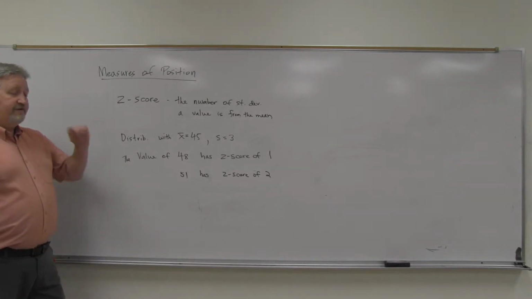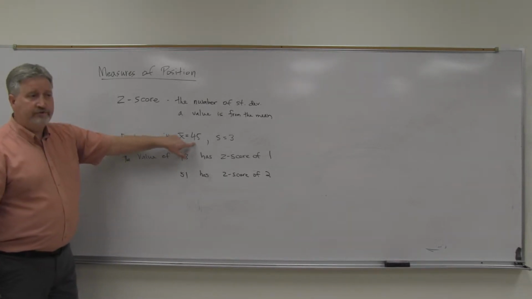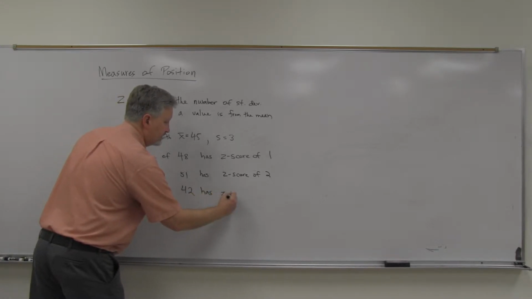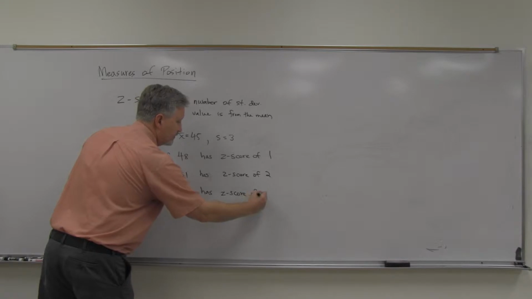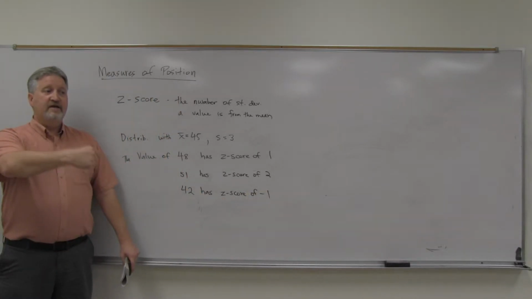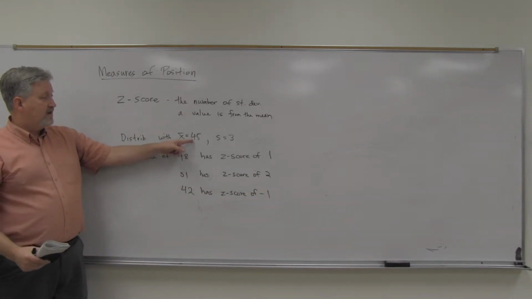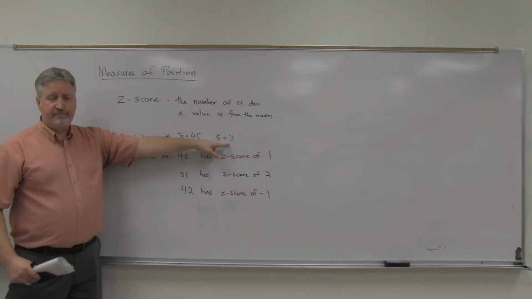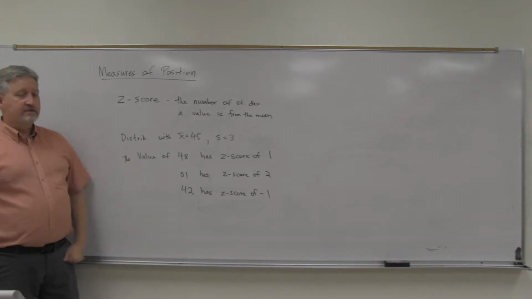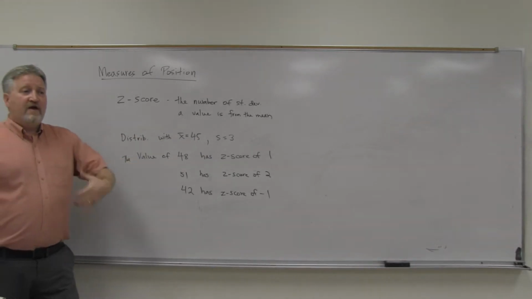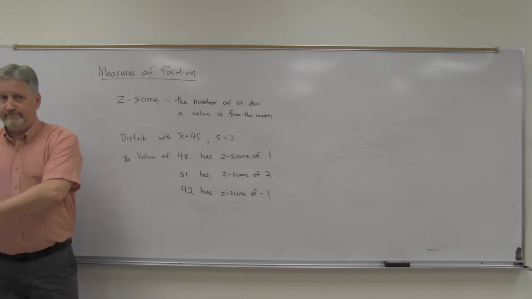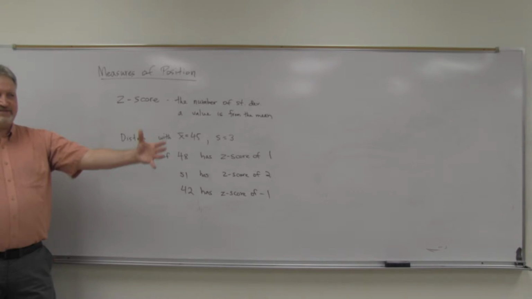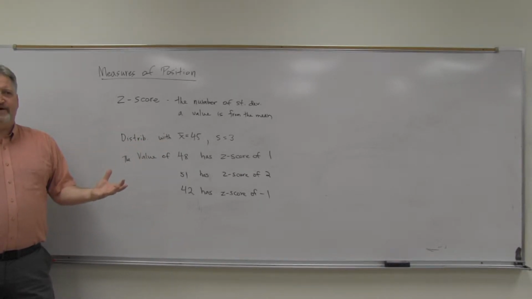Okay. Now, if you go below the mean, like if I went to 42, 42 would have a z-score of -1. Right? Because it's one standard deviation away, but it's below the mean. Right? Subtract 3, you got 42. So that's a z-score of -1. So if you have a z-score that's negative, that just means it's below the mean. Okay. Now, that's whole number z-scores, but z-scores can be decimal values too.